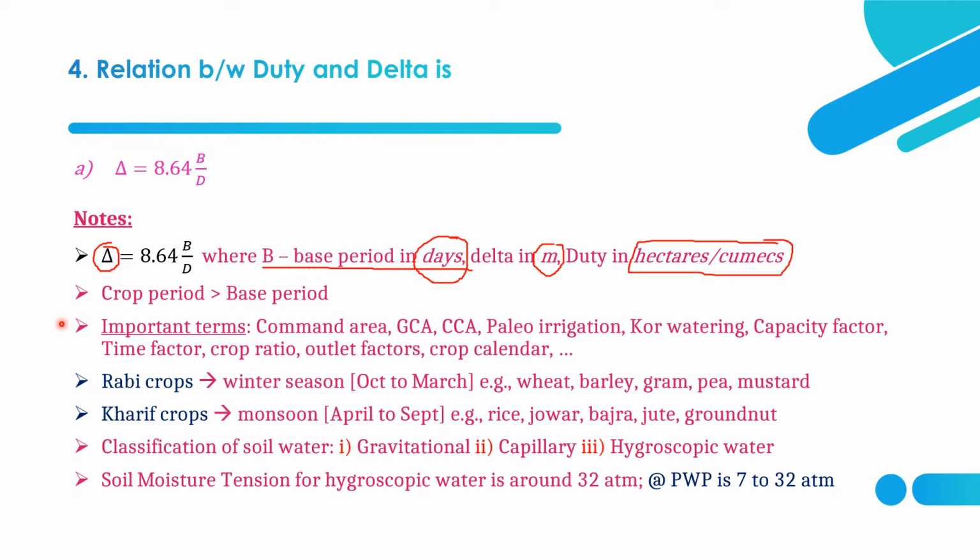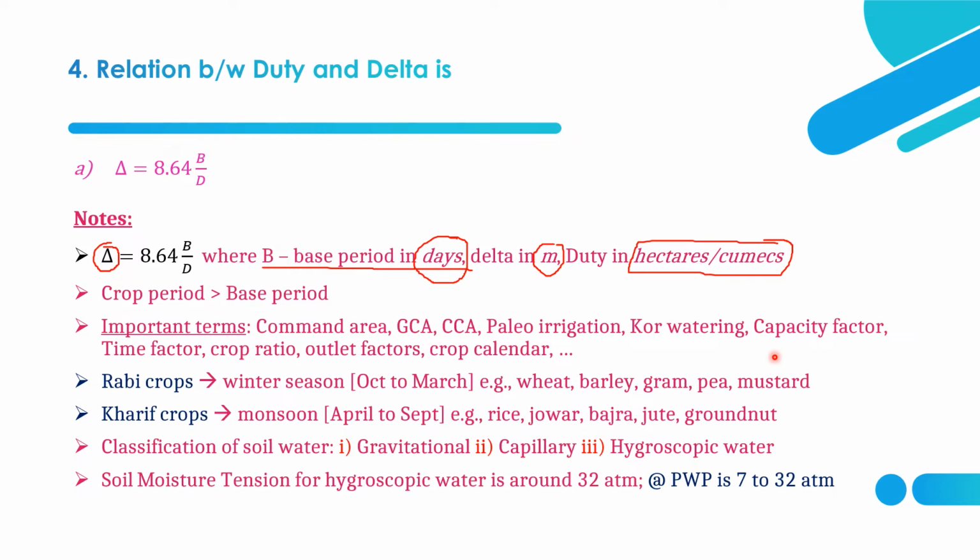And next is the paleo irrigation. Paleo irrigation is nothing but watering done prior to sowing. That is the paleo irrigation. Paleo irrigation is the watering done prior to the sowing of crops. And next is the core watering. Core watering means first watering done after the plants have grown a few centimeters high. When the plants have grown some height, we are watering that plant. That first watering after the plant has grown few centimeters high will be called as core watering.